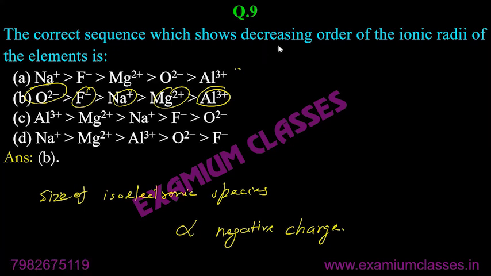All are isoelectronic species because these have 10 electrons. Yes, Karthike, that's what I said at the beginning, that it is given in decreasing order. So you need to be cautious.